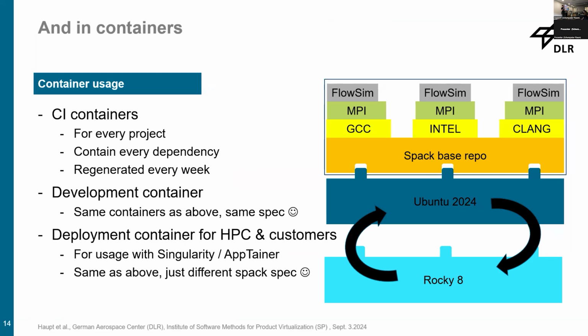And we also have some customers in industry or on the HPC side that are asking for our software. There we provide them the container. Then you use Singularity or Apptainer, and it's the same procedure as above. I just adjust the Spack recipe to exclude some of the software they don't have the license for or don't want to use. It's just a few lines to change, and then I can deploy the container to our customer.